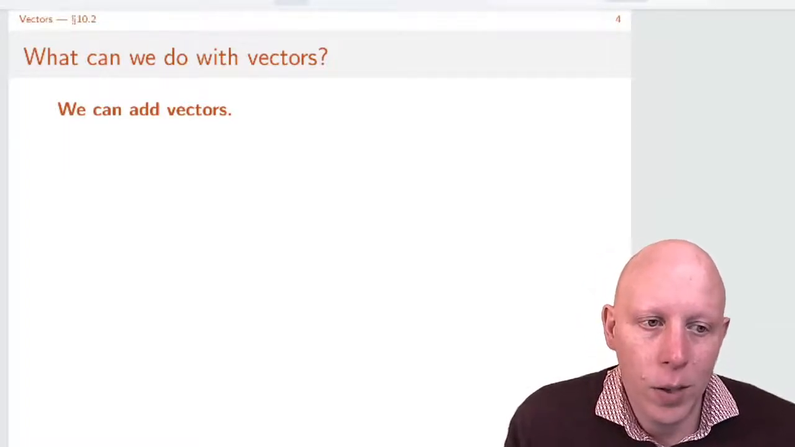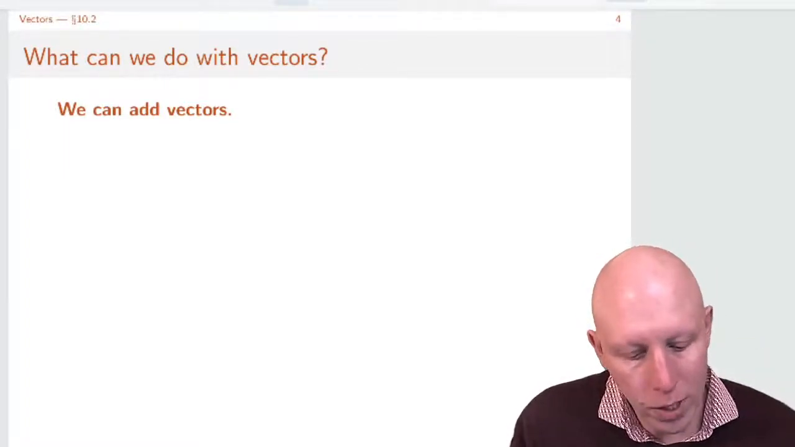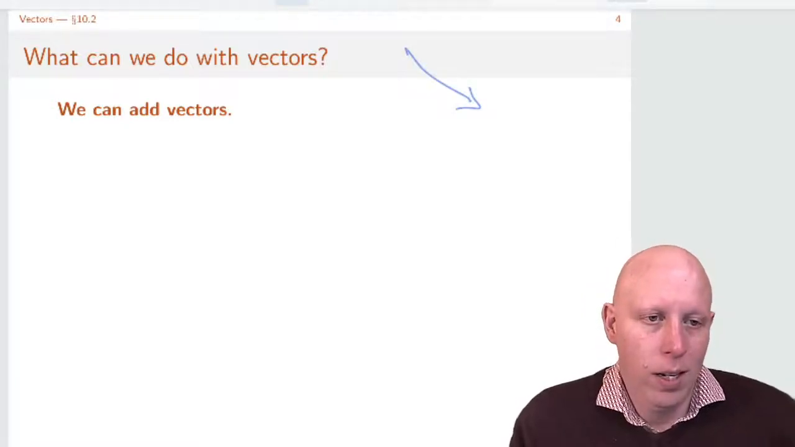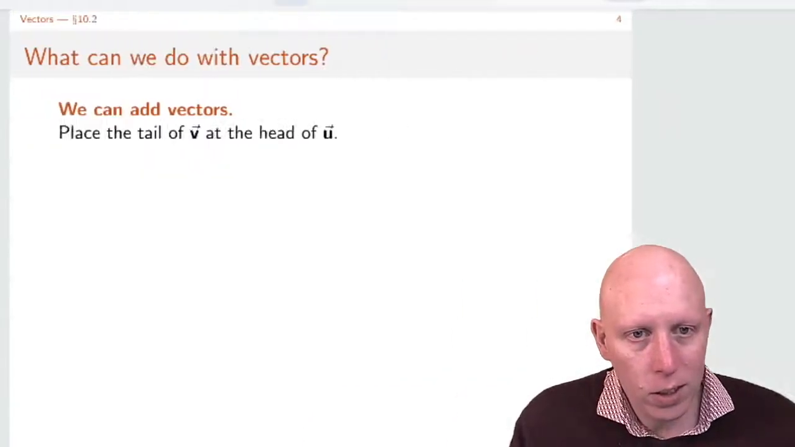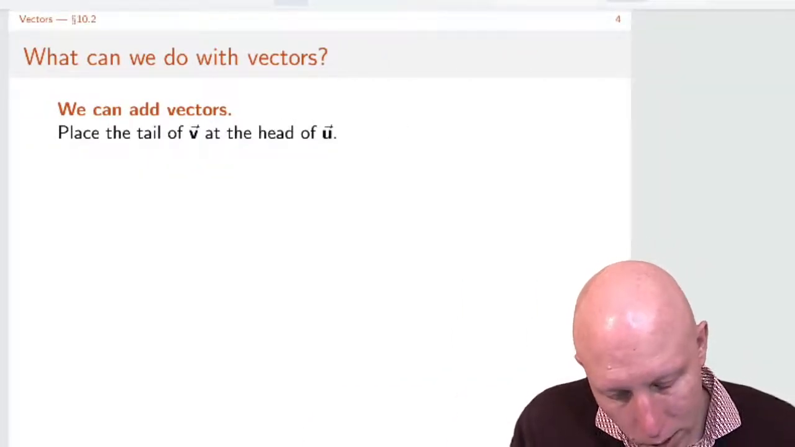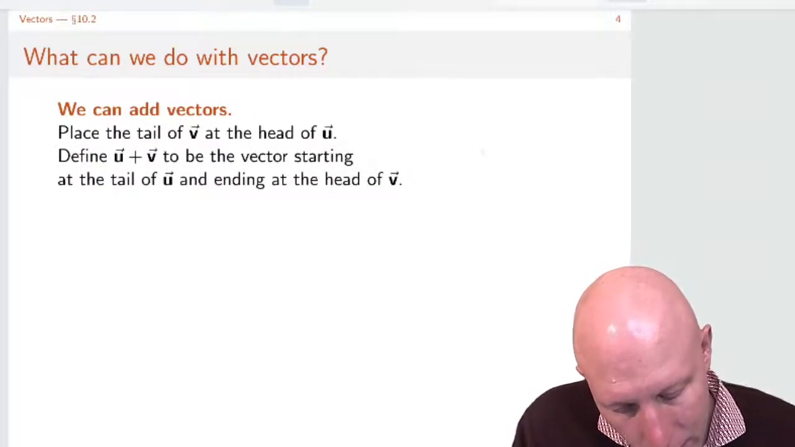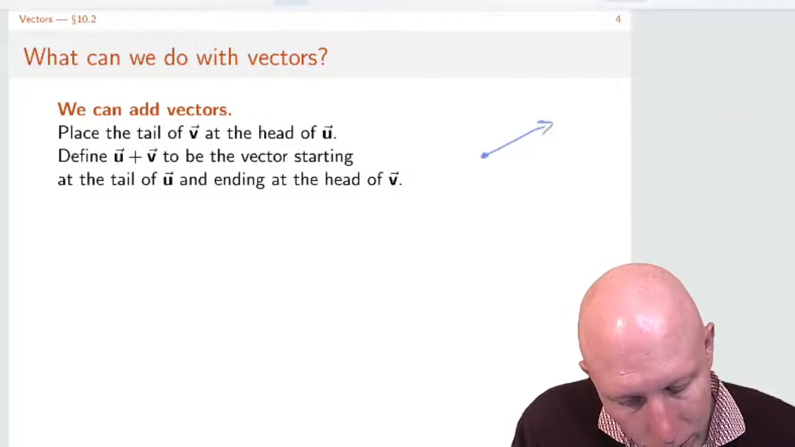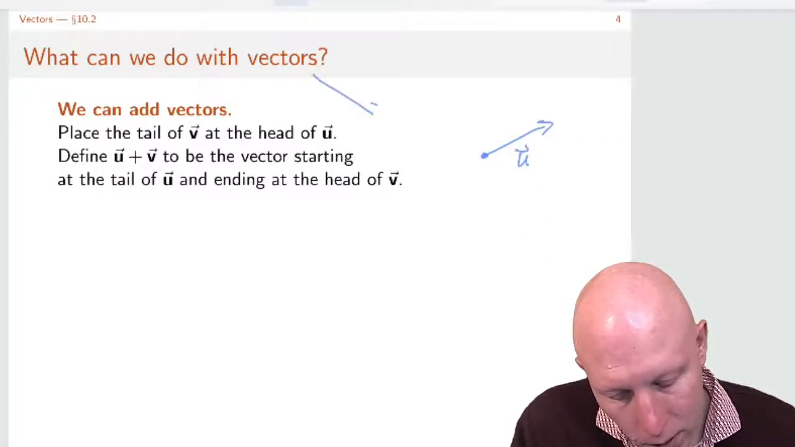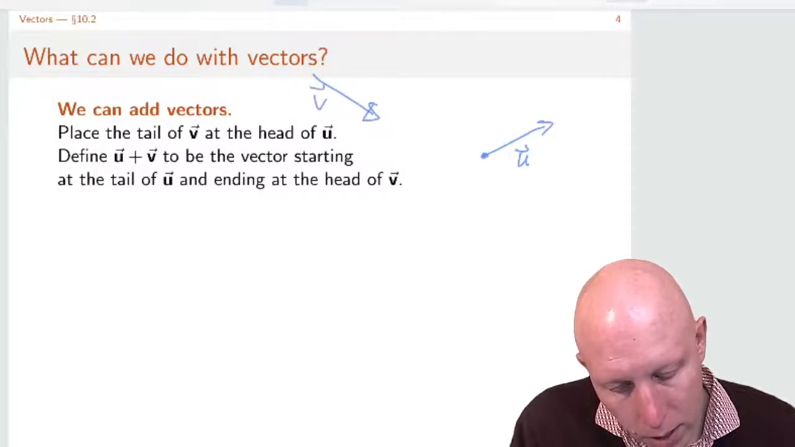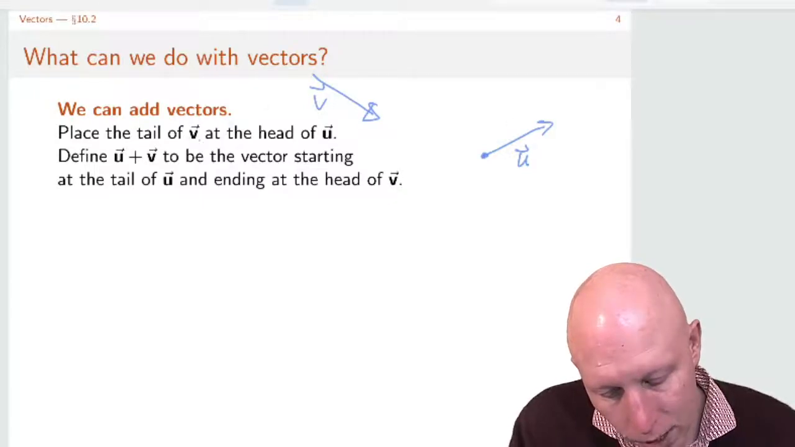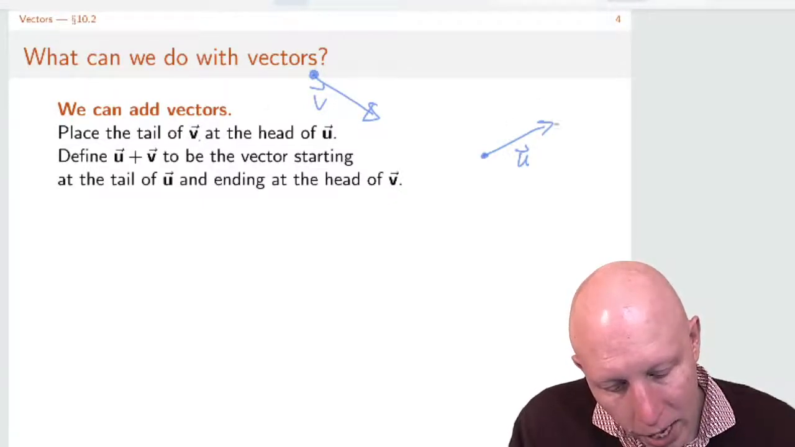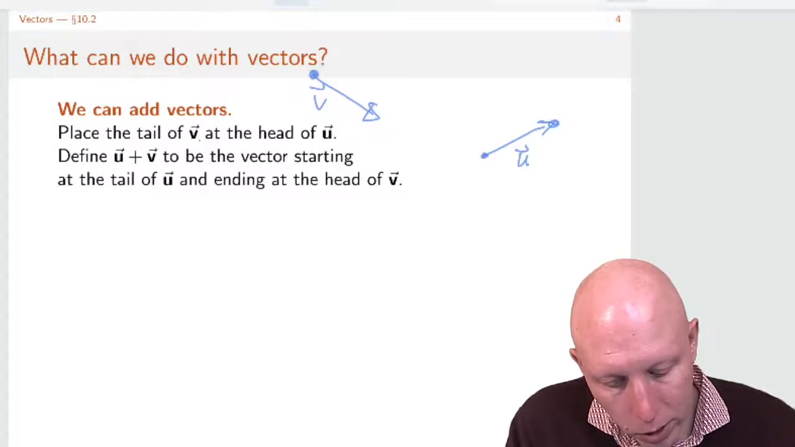All right, so these vectors, think of them as arrows. I am a vector. What can we do with the vectors? Well, we can add vectors. So if we want to take our vector u and a vector v, hello u, hello v, what we do is we take the tail of v and we put it at the head of u. So we bring this over.